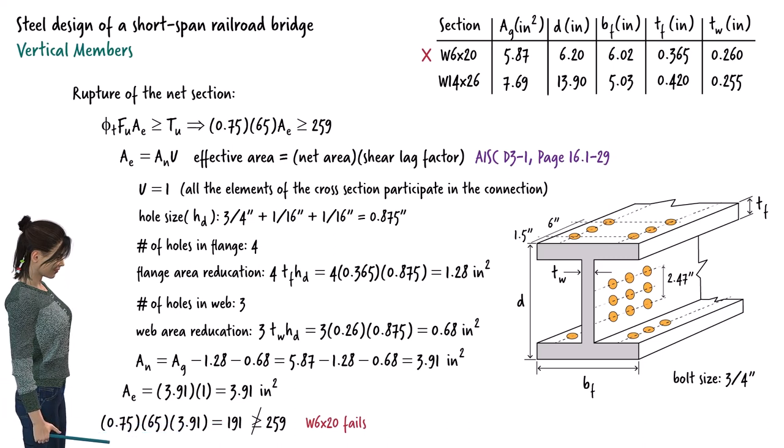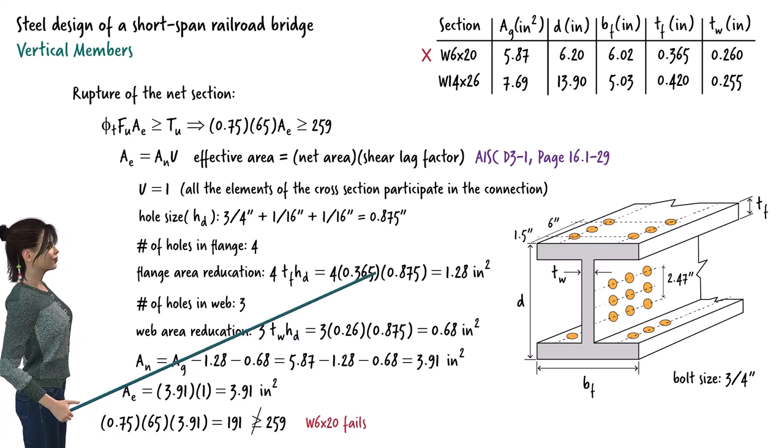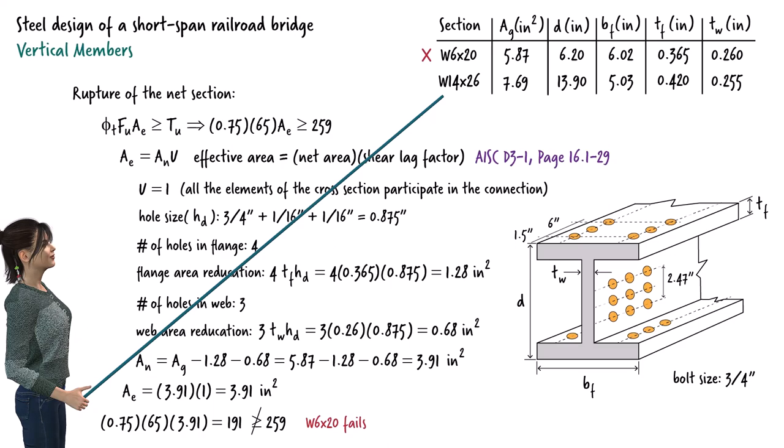Since this is less than the tensile force in the member, we must conclude that W6 by 20 does not offer adequate rupture strength for the member. So, we need to use a stronger section. Let's try W14 by 26.